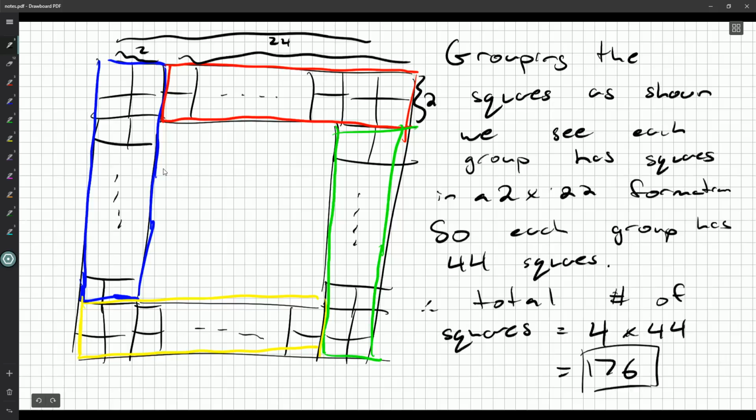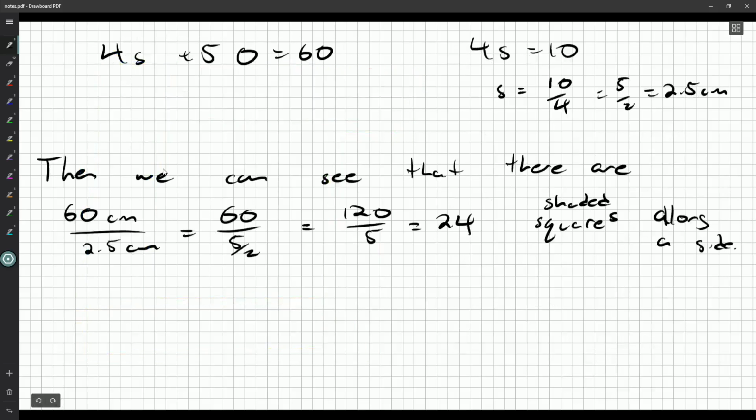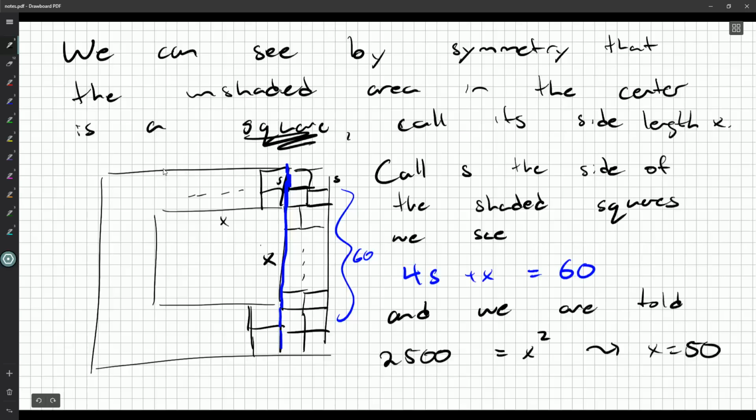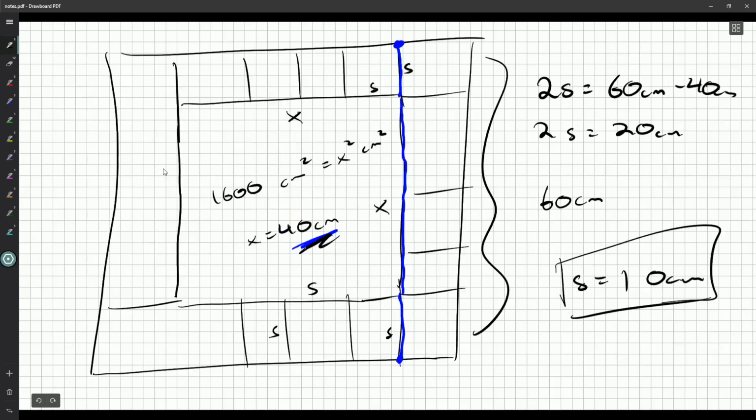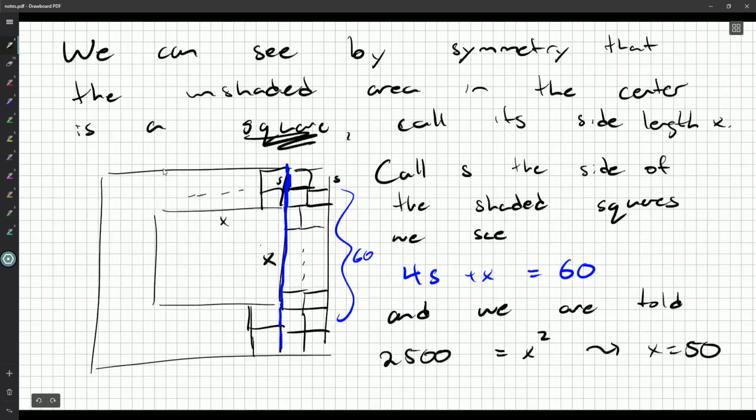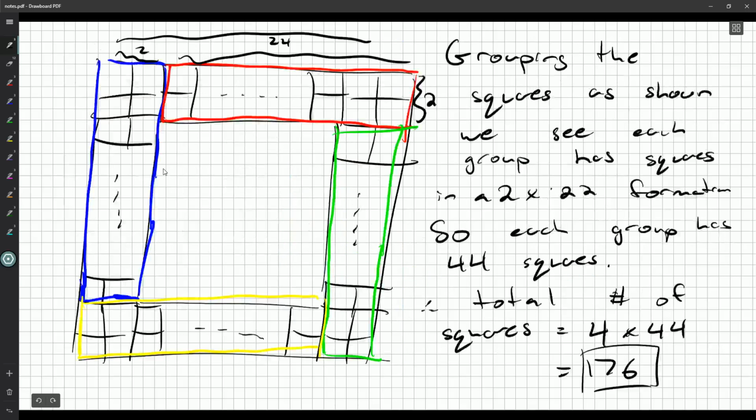Okay, and I got to use my grouping strategy from part A, and I got to use the side length and unshaded square style calculation I made in part B. And I explained everything. Clear diagrams, 2 very nice diagrams, I would say. And we're good to go.